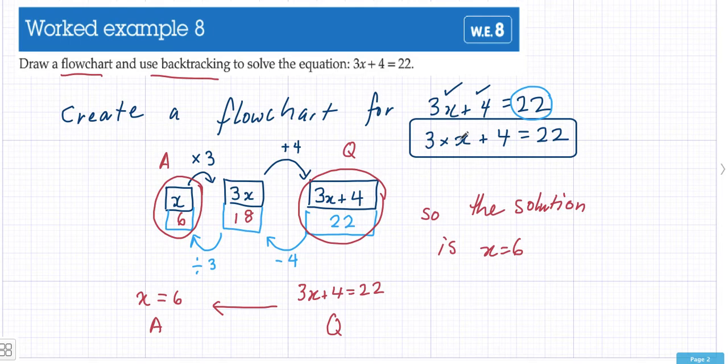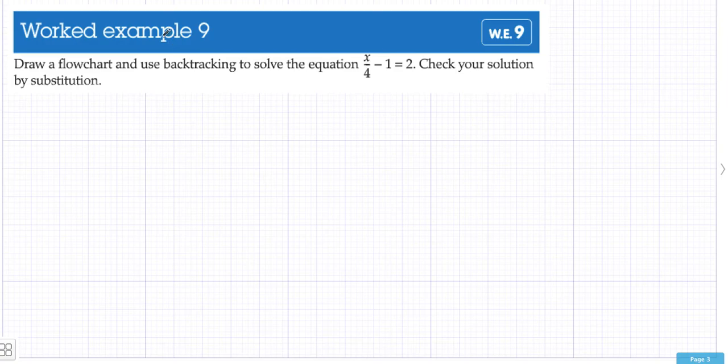Oh, we can check this too. 6 times 3 is 18, plus 4 is 22. So that makes sense. Last one we've got here, a little bit more complicated. Same idea. We're going to draw a flowchart first. I am going to write down the question so we can see it.